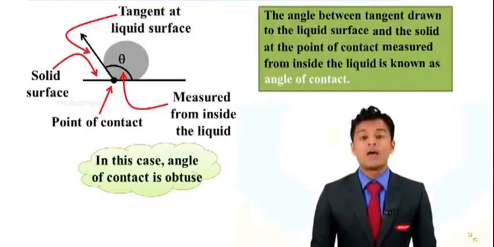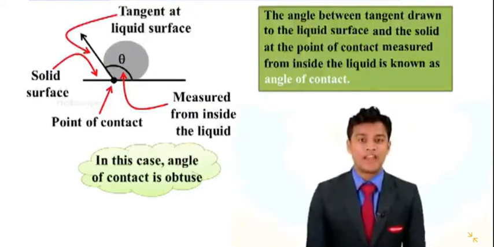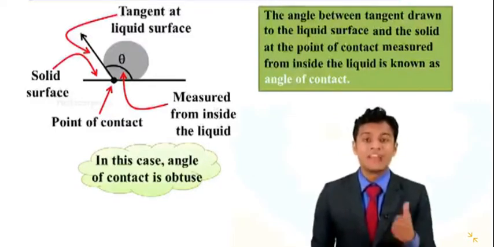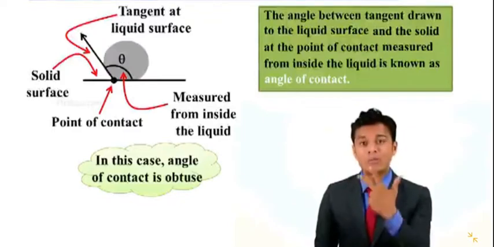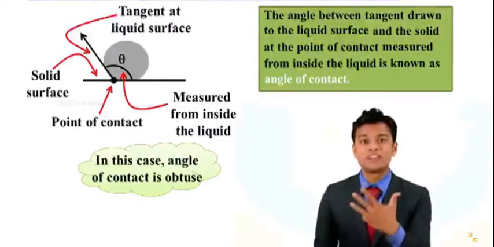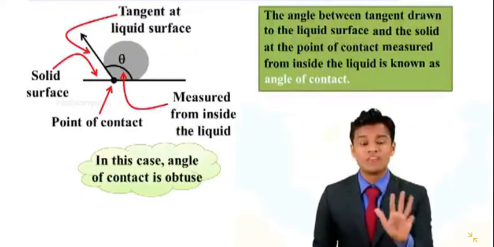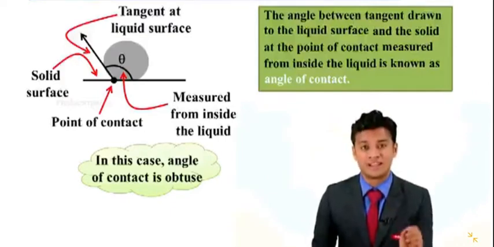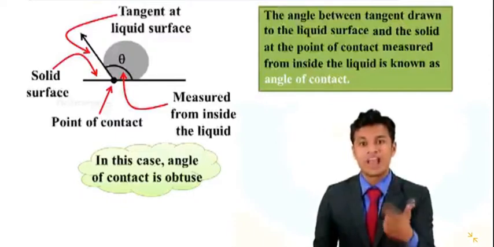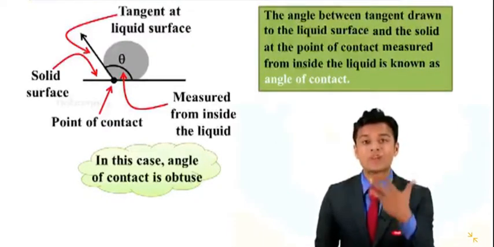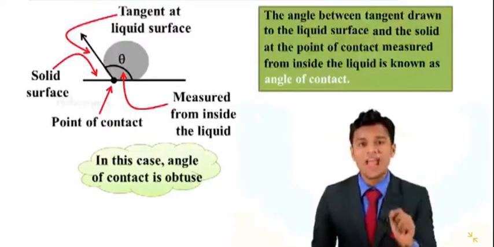Let us define the angle of contact again. It is the angle between the tangent drawn on the liquid surface and the solid surface at the point of contact measured from inside the liquid. There are four main keywords which have to be there in your definition: the tangent drawn on the liquid surface and the solid surface at the point of contact, measured from inside the liquid. This angle is called the angle of contact.